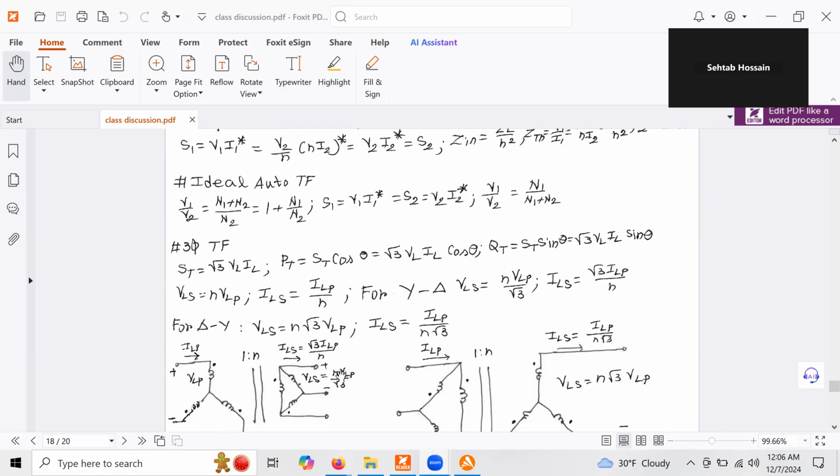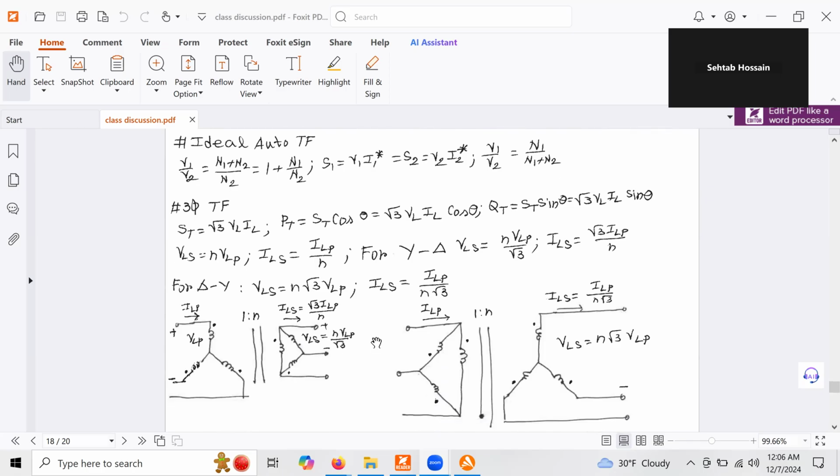So let's look at the three-phase transformer. For the three-phase transformer, all the formulas will be the same as for three-phase. This is the total apparent power, and this is the total power, ST times cos theta. This is the secondary line voltage, and this is the primary side line voltage times N. We will apply this for the Y-delta connection.